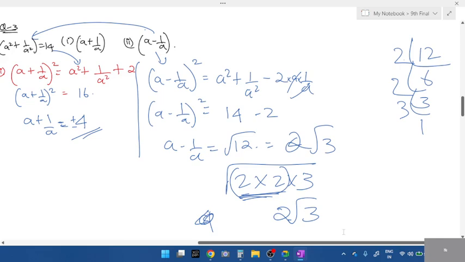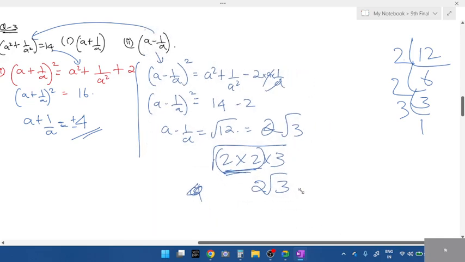No, no, no. It is wrong, Delhi. It's not 4 root 3. I think I wouldn't have checked it properly. It is 2 root 3. Clear? Yeah, you can write. Plus minus 2 root 3 is the answer. Okay? A minus 1 by a is equals to what, students? Plus minus 2 root.